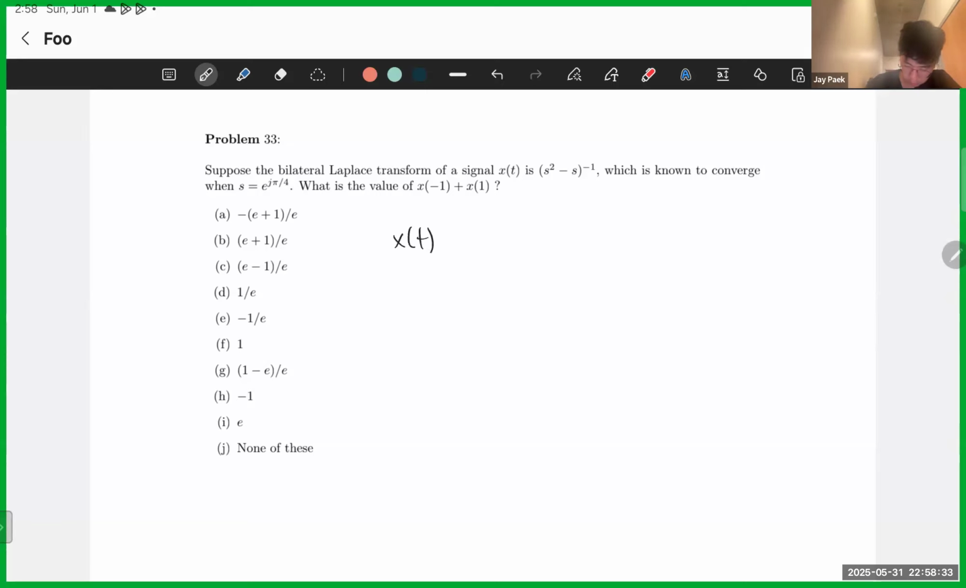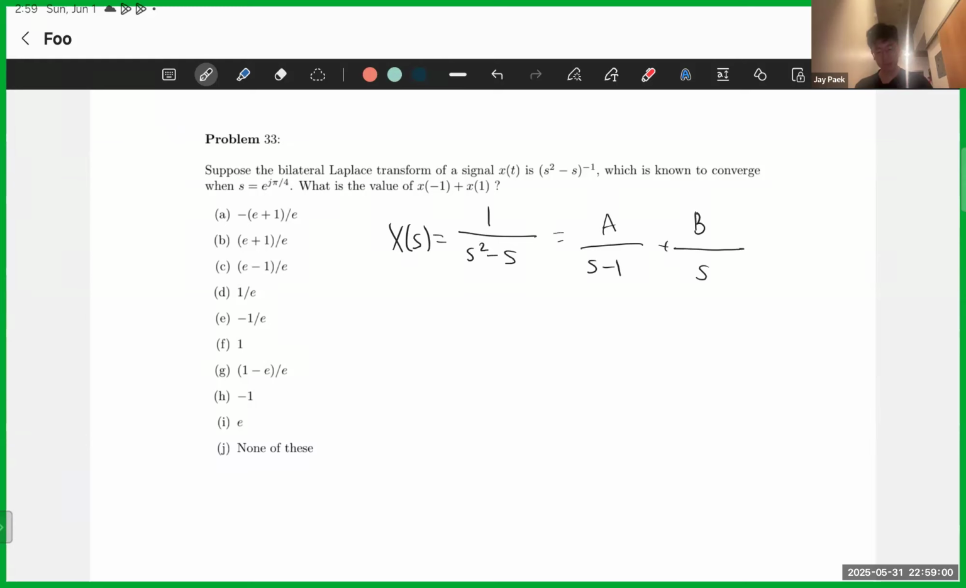We know that x of s is equal to 1 over s squared minus s. You do partial fraction decomposition. In my head there's a very simple way to do it for this specific question. We broke it up into 2 different addends, and all we need to do is find coefficients. We know that the numerator is 1. How can I combine these 2 such that it's just equal to 1?